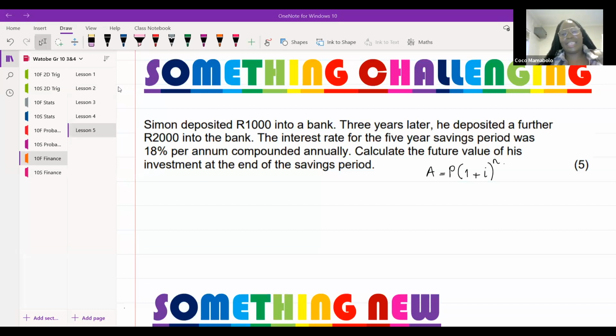All right. Let's read this question quickly. It says here, Simon deposited 1,000 Rand into the bank. 3 years later, he deposited a further 2,000 Rand into the bank. The interest rate for the 5-year savings period was 18% per annum, compounded annually, and that's why we needed that compound formula. Calculate the future value of his investment at the end of the savings period.